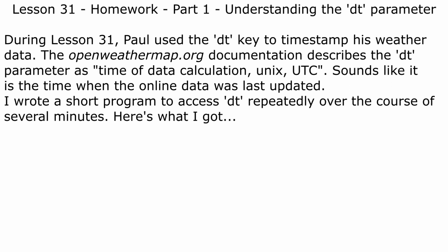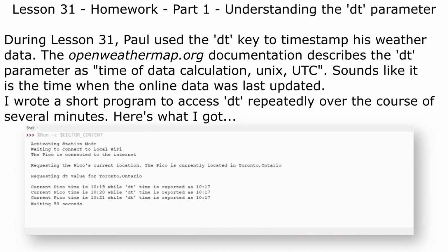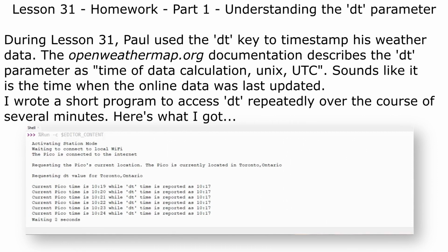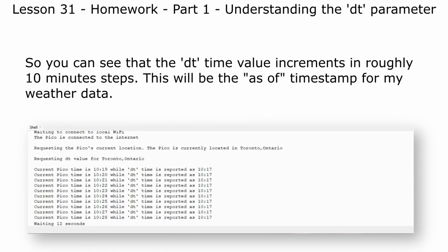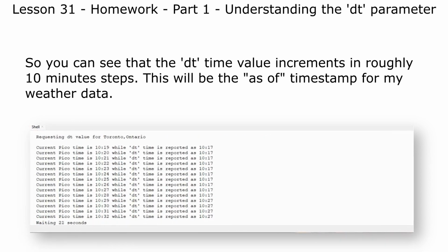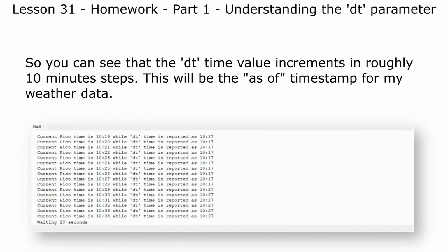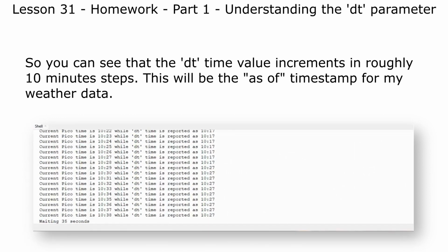I wrote a short program to access DT repeatedly over the course of several minutes, and here's what I got. So you can see that the DT time value increments in roughly 10-minute steps. This will be the as-of timestamp for my weather data.